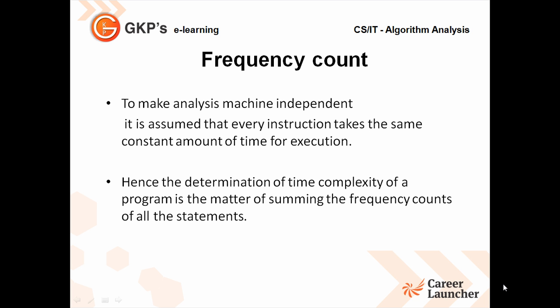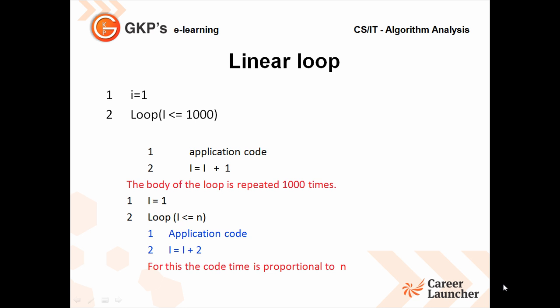So how do we compare that? We compare on the basis of frequency count. To make the analysis machine independent, it's assumed that every instruction takes the same constant amount of time for execution, and hence the determination of time complexity of a program is a matter of summing the frequency count of all the statements. For example, if we have a loop, say i equal to 1, for loop i less than or equal to 1000, some application code, and i equal to i plus 1.